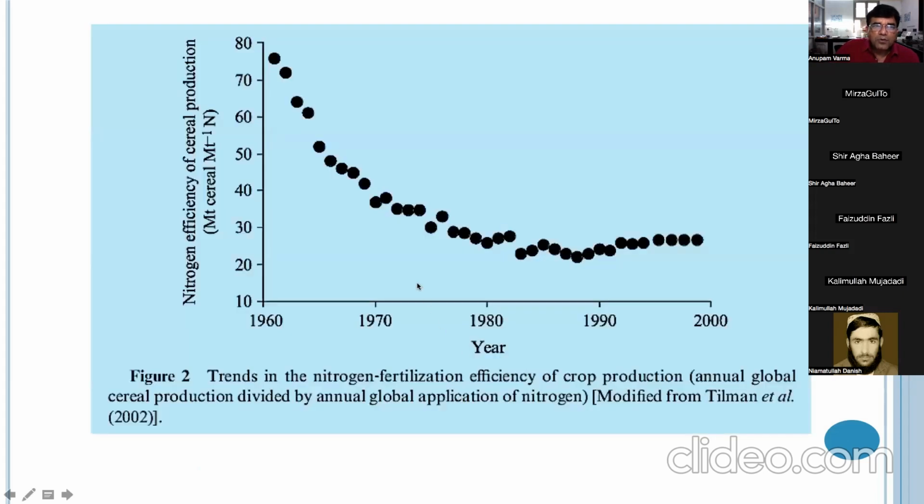Now you see how the nutrient use efficiency is behaving. This figure is for nitrogen. You can see trends in the nitrogen fertilization efficiency of crop production: annual global cereal production divided by annual global application of nitrogen. It means at what level, what is happening to nutrient use efficiency. You see it is decreasing with time. The nitrogen use efficiency in cereal production is decreasing.